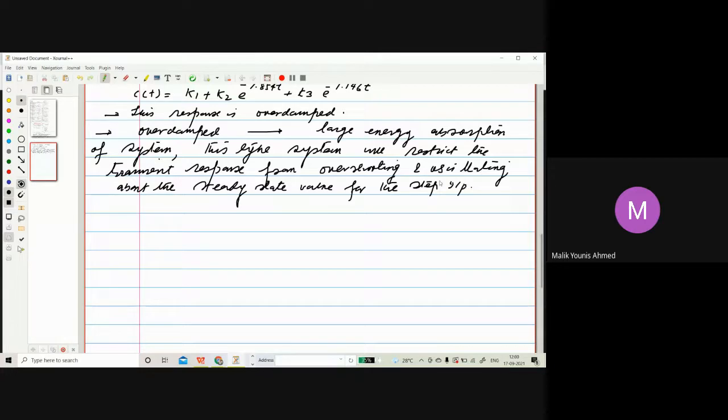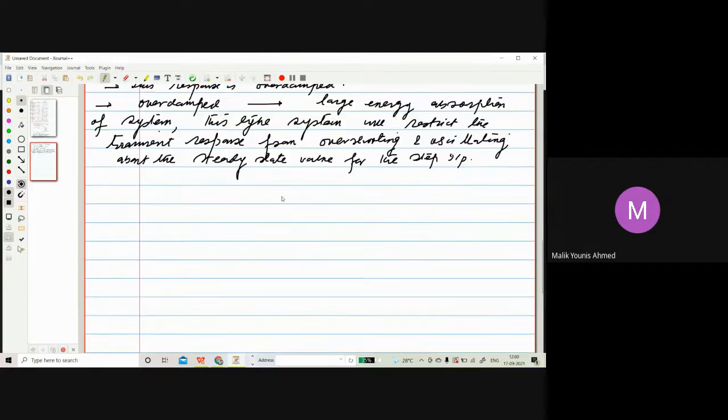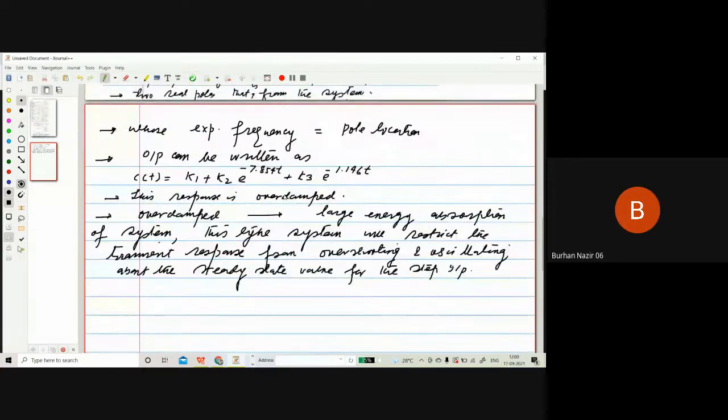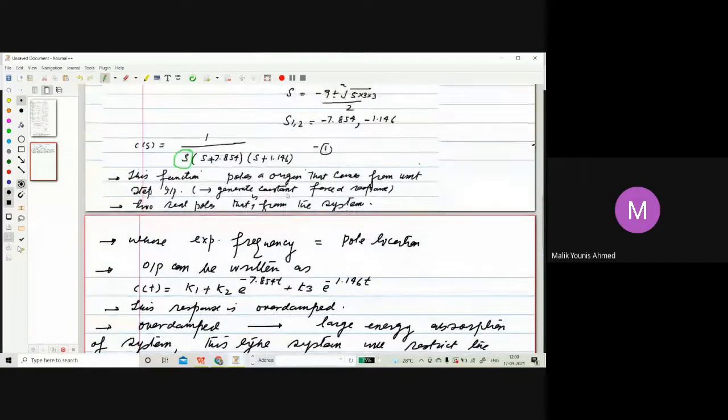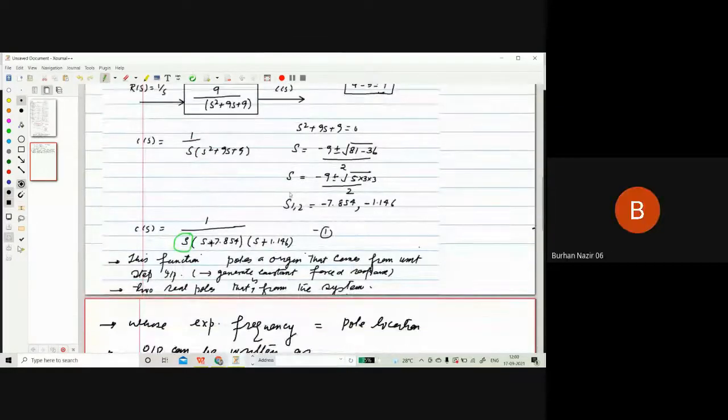Okay. So as the energy absorption is reduced, what will happen? Rule number 6. Yes, sir. As the energy absorption is reduced in this system, what will happen? It will come to steady state. Yeah, it will come to steady state.